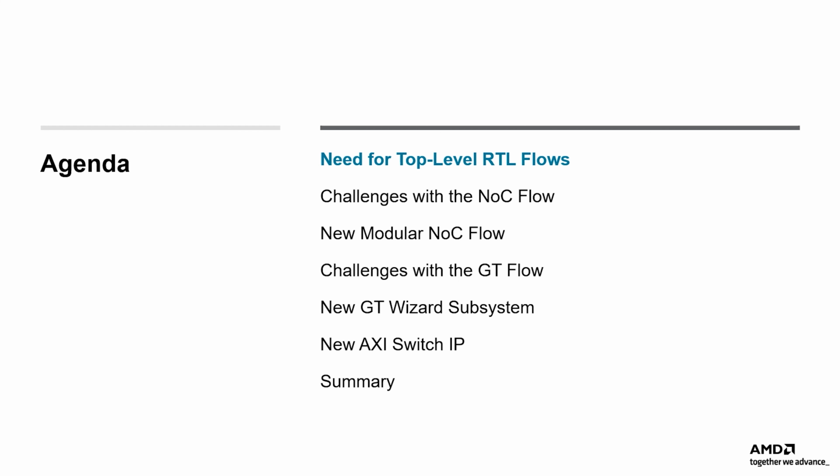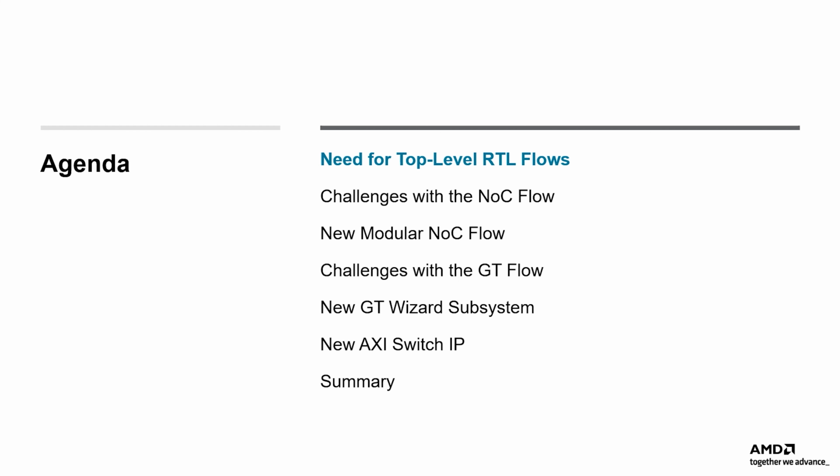This flow will allow users to configure their IPs using RTL wrappers, enabling more control and flexibility. This approach helps users to design more efficiently on the Versal platform. The module will cover two RTL-centric flows, one for the NoC, known as the modular NoC flow, and another for GTs with a new GT Wizard. Templates will be provided to help integrate RTL wrappers into block designs, allowing users to continue using the traditional RTL-centric approach.